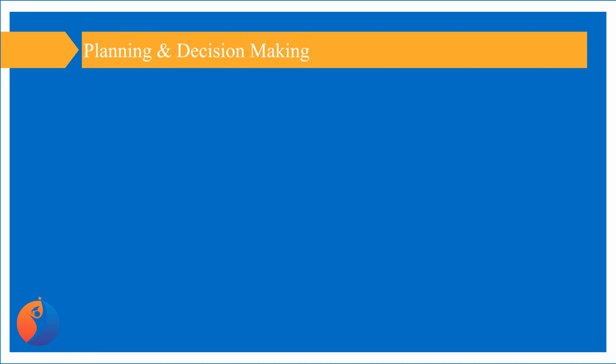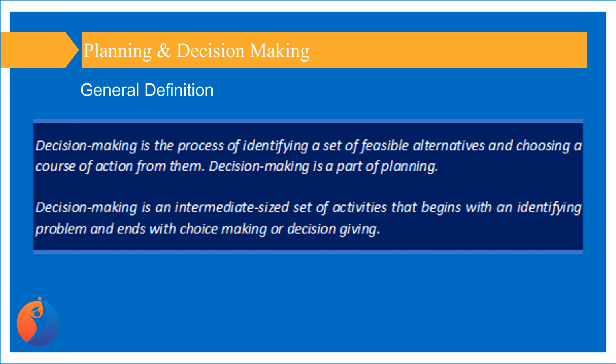The below diagram is helping the managers in decision-making. General definition. Decision-making is the process of identifying a set of feasible alternatives and choosing a course of action from them. Decision-making is a part of planning. Decision-making is an intermediate-sized set of activities that begins with identifying a problem and ends with choice-making or decision-giving.